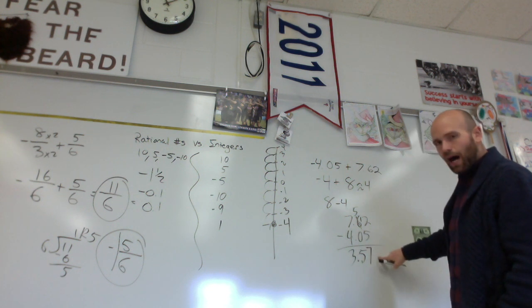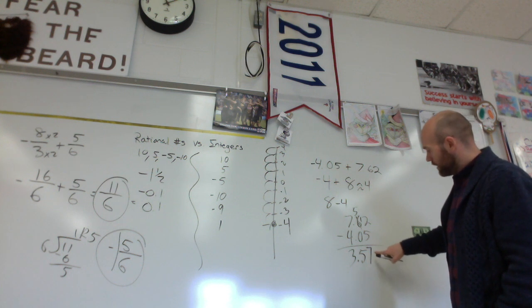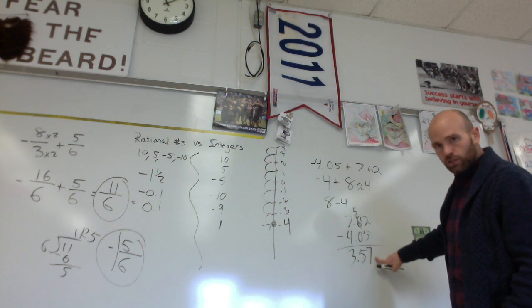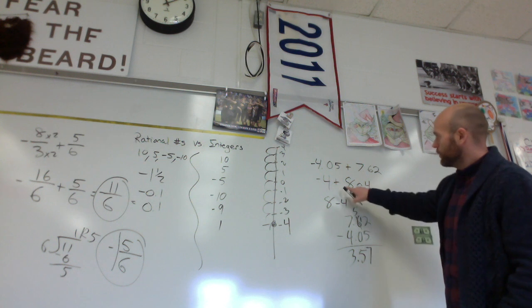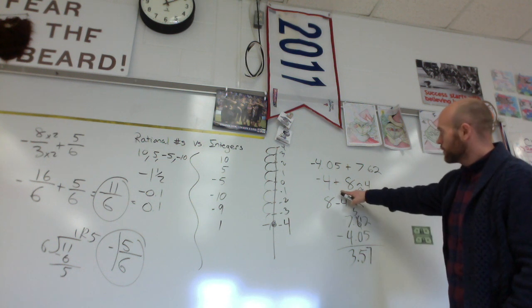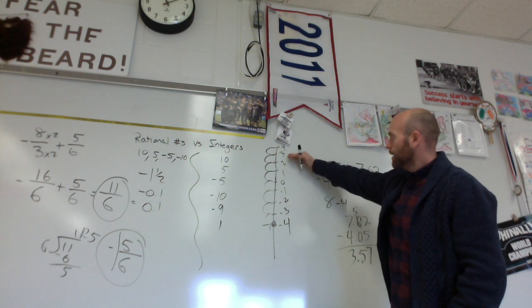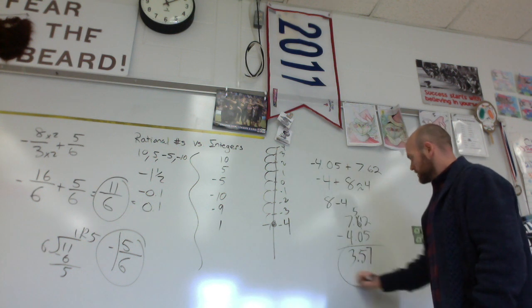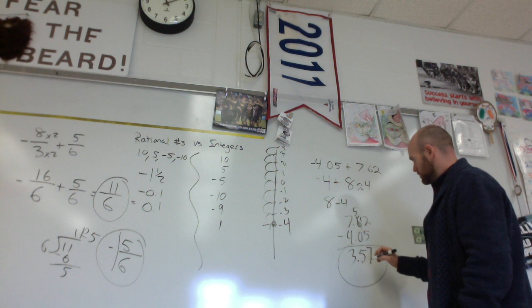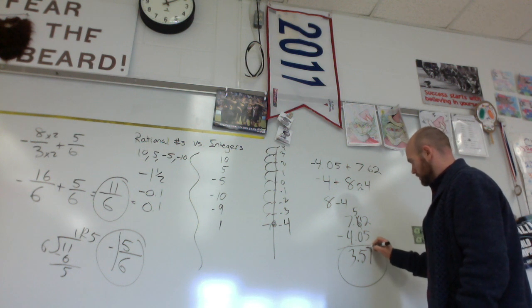This has to be positive 3 and 57/100. And that's shown here when we rounded, okay? Because we were at -4 and 5/100, and then we went up in the positive direction, so that answer makes sense to me, and that would be it.